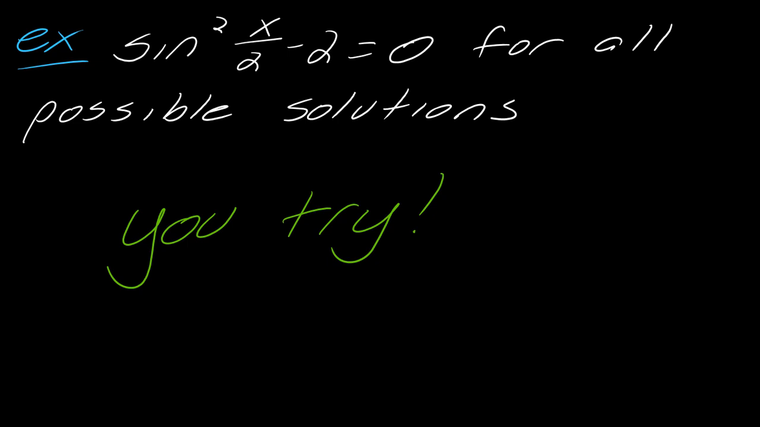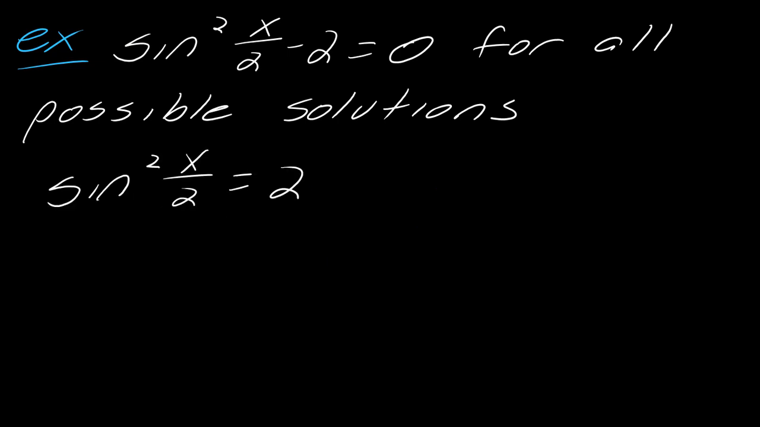Okay, so of course I want to isolate this sine squared x over 2, so I go through and I do that. So I have sine squared x over 2 equals 2. And then I can take the square root, so I get sine of x over 2 is going to be equal to plus or minus the square root of 2. Okay, so here's the plot twist. Here's why this is maybe a little tricky.